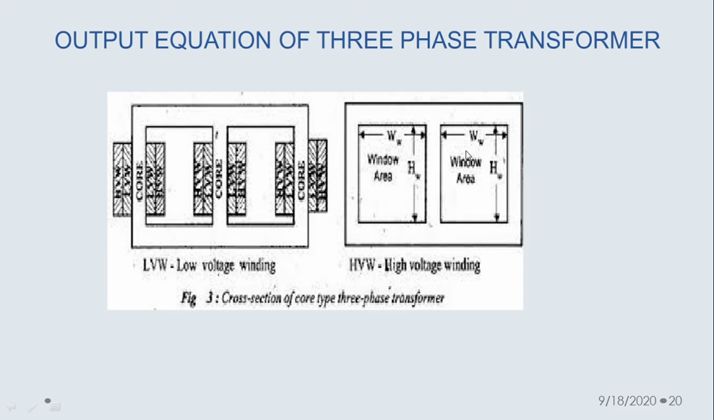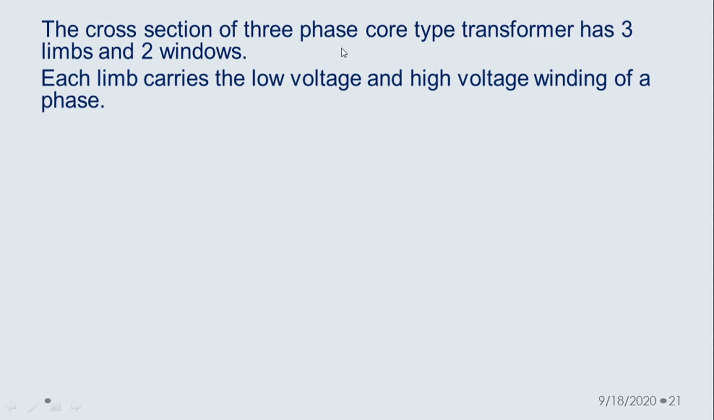Here you can see the window cross section of the three phase core type transformer. Here the window area is shown: WW is the width of the window and HW is the height of the window, and together they give the window area. As I told you, in the three phase transformer there are two windows, correct? So continuing, the cross section of the three phase core type transformer has three limbs and two windows, as I told you in the video.